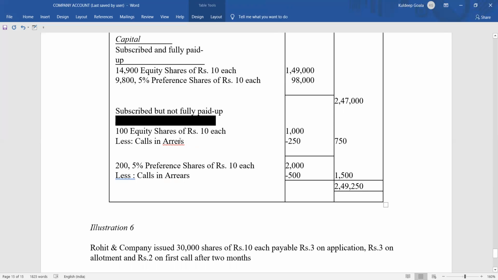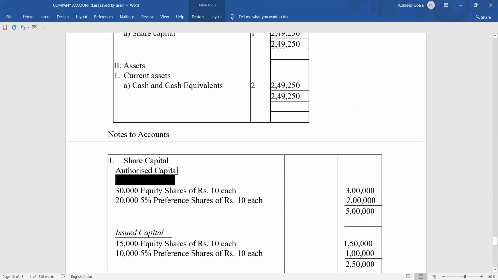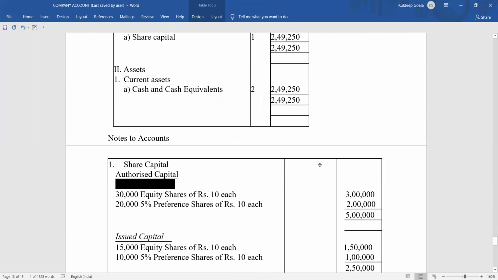How much? The calls in arrear is 500 rupees, and the amount comes to 1,500. After adding the amount, it comes to 2,49,250 rupees, right? This will be nothing but the balance of the cash book also. Even if you see the cash book, you'll find the amount of money that we have received is 2,49,250, right? So it will come in the balance sheet.